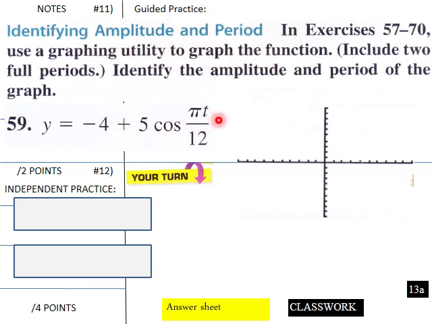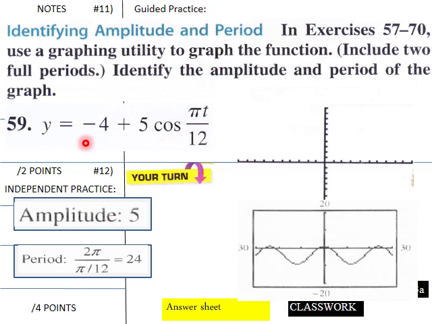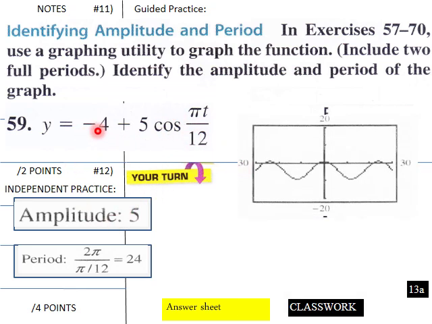negative 4 plus 5 cosine pi t over 12, and then include 2 full periods. Identify the amplitude and the period of the graph. So amplitude here is 5, and then our period here would be 2 pi over pi over 12. This is our b here. And then for negative 4, that would be our shift in our graph. So instead of having an amplitude of 5 above and below our x-axis, we have a shift downwards of negative 4.